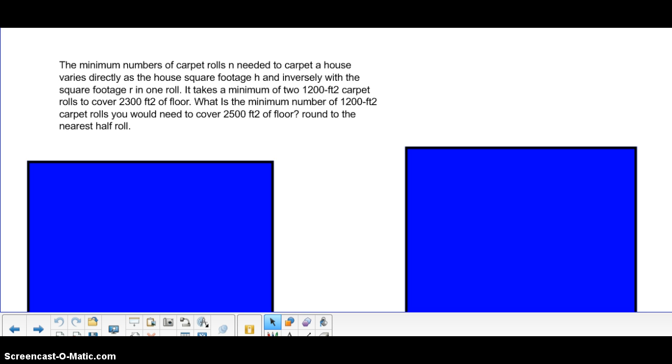We'll be doing a story problem. The story problem reads: the minimum number of carpet rolls n needed to carpet a house varies directly as the house square footage h, and inversely with the square footage r in one roll. It takes a minimum of two 1,200 square foot carpet rolls to cover 2,300 feet squared of floor. What is the minimum number of 1,200 square foot carpet rolls you would need to cover 2,500 feet squared of floor? Round to the nearest half roll.